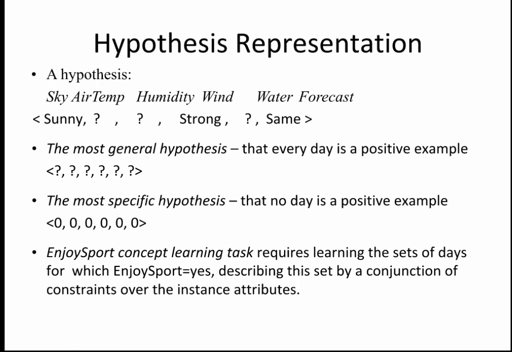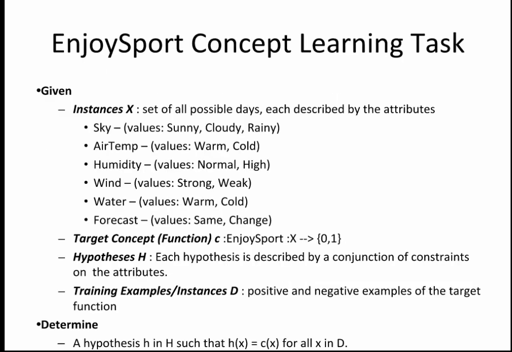And somewhere in between these two lies your hypothesis that fits your examples, where some are question marks and some are values from the domains of these particular attributes. I hope you all know about the domains. Like we have written over here that for attribute sky we could have 3 possible values: sunny, cloudy and rainy. So these 3 values make the domain of sky. Similarly, for all other attributes, some values have been written over here.